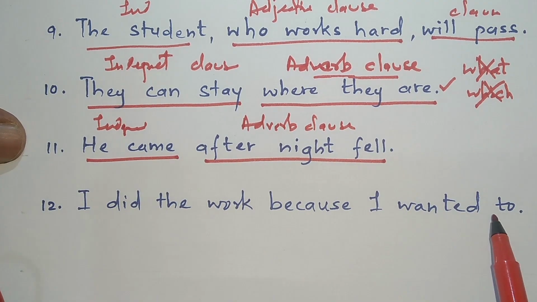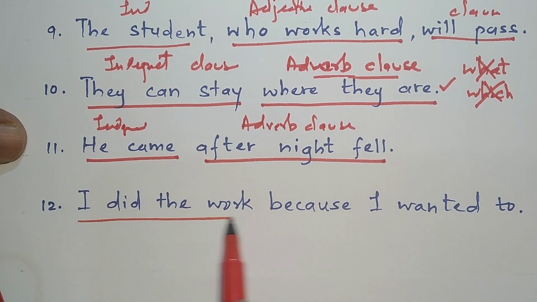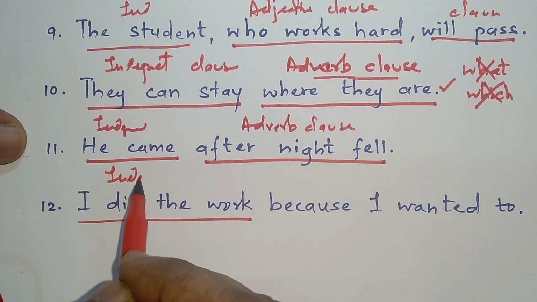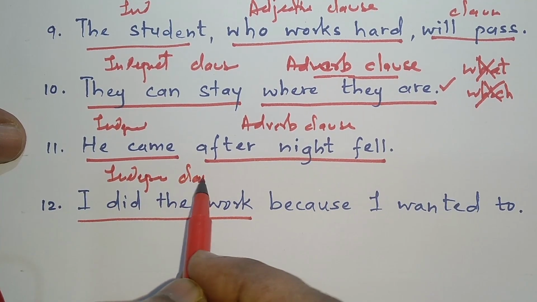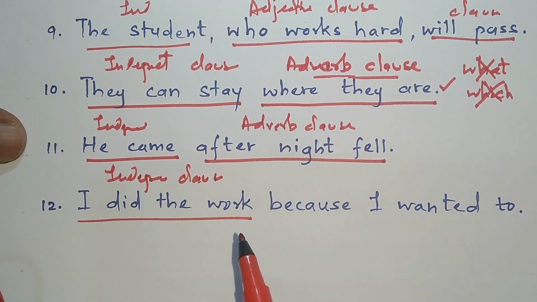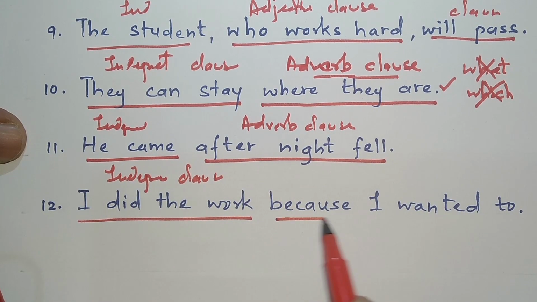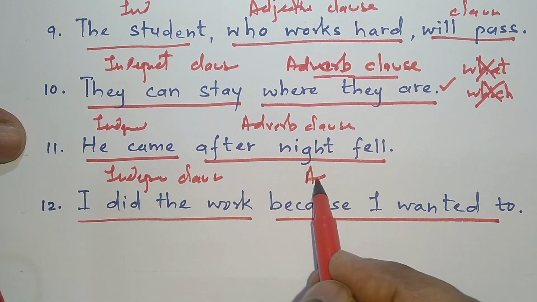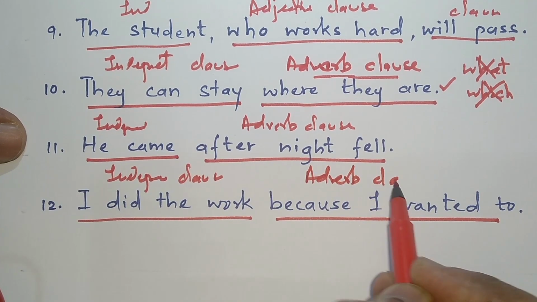I did the work because I wanted to. I did the work here is the independent clause. I did the work. What? Because I wanted to. No. I did the work. Which work? Because I wanted to. No. When you ask the question what and which, you are not getting the dependent clause as the answer. So obviously the dependent clause is an adverb clause.